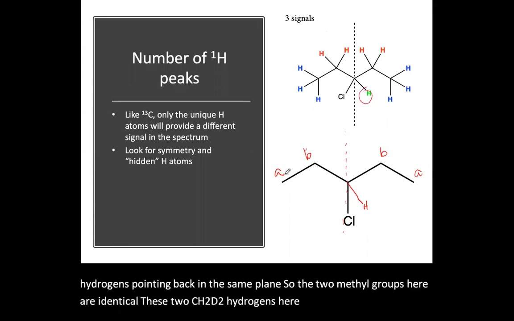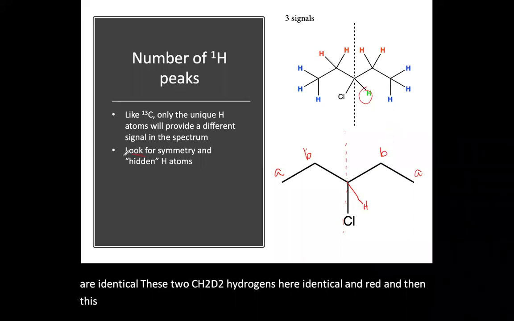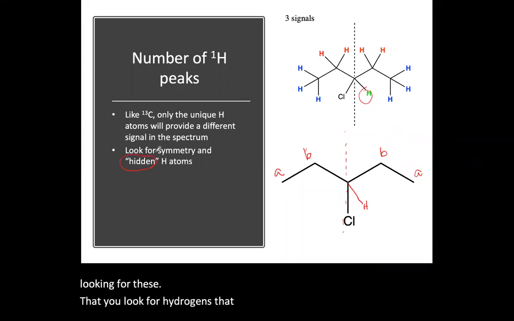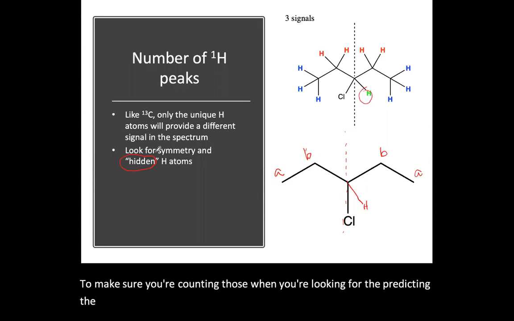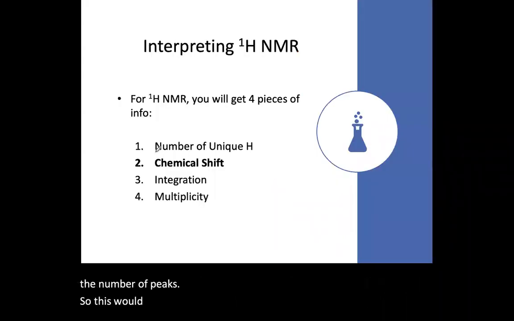But make sure when you're looking for these that you look for hydrogens that aren't drawn in to make sure you're counting those when you're predicting the number of peaks. So this would have 3 peaks.